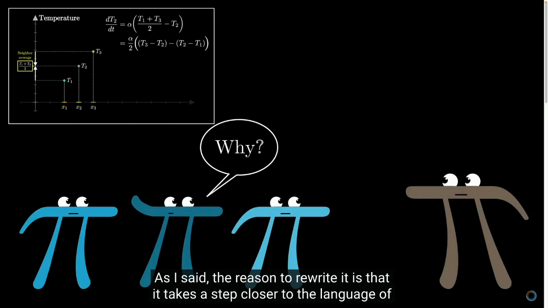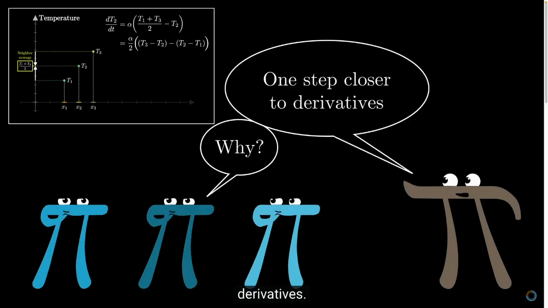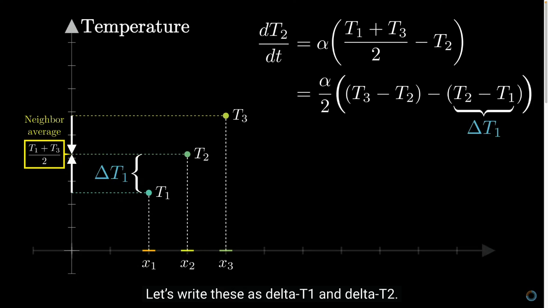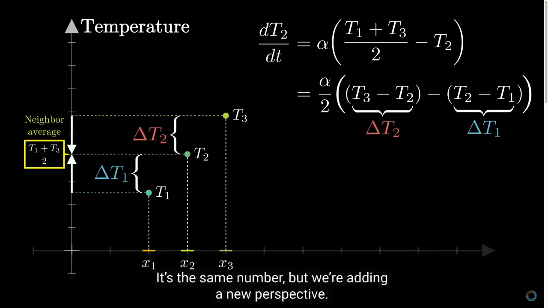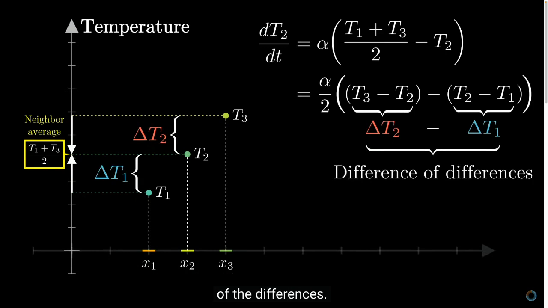Like I said, the reason to rewrite it is that it takes us a step closer to the language of derivatives. In fact, let's go ahead and write these as delta T1 and delta T2. It's the same value on the right-hand side, but we're adding a new perspective to how to think about it. Instead of comparing the average of the neighbors to T2, we're thinking about the difference of the differences.